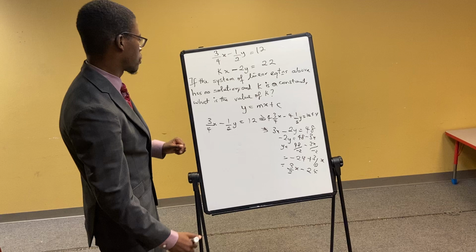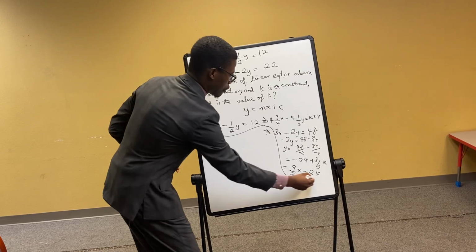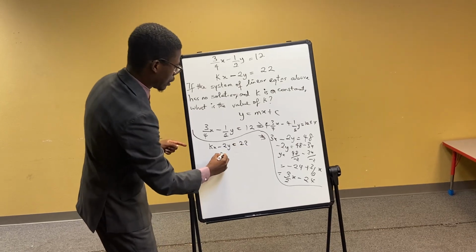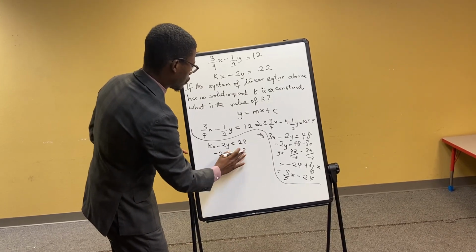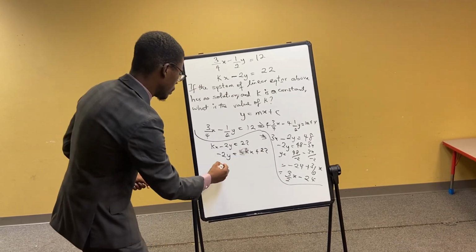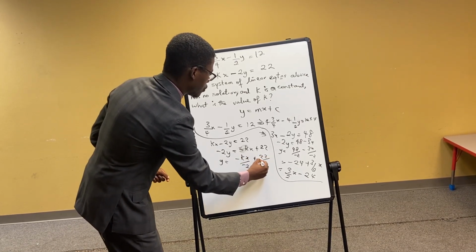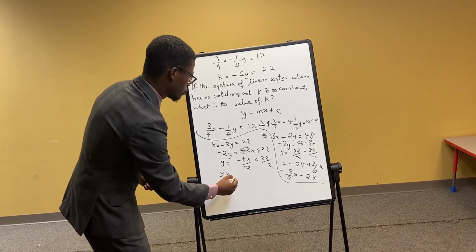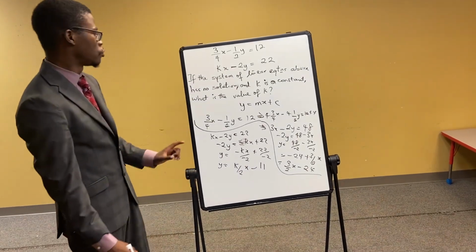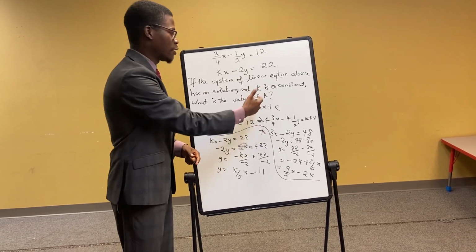All right, now let's do the second one. We have kx minus 2y equals 22. So let me isolate y: negative 2y equals negative kx plus 22. Then y equals negative kx divided by negative 2 plus 22 divided by negative 2. So y equals k over 2x minus 11, right? So what did we do? For the two equations, we made it in the form of the standard linear equation y equals mx plus c.